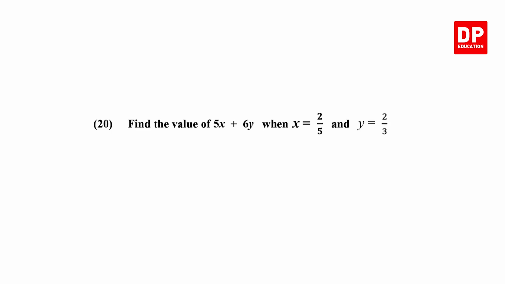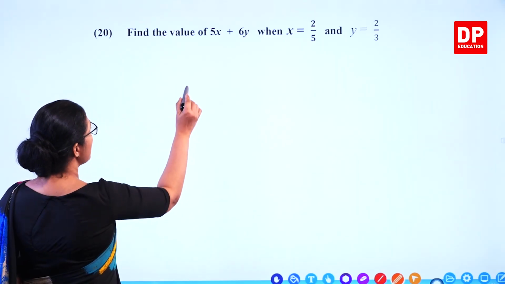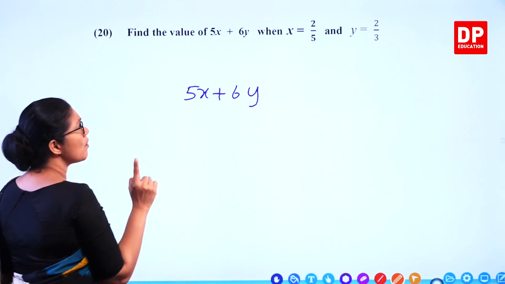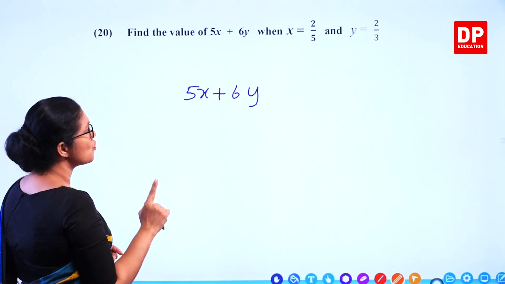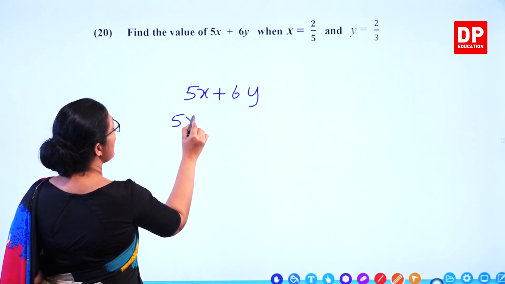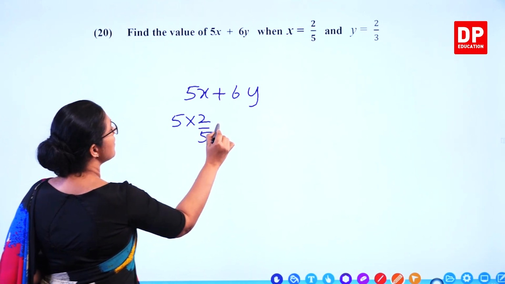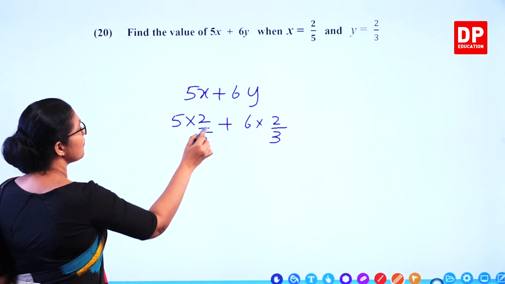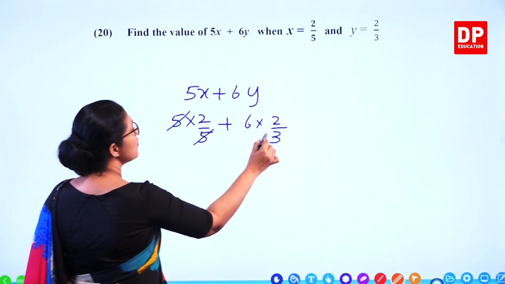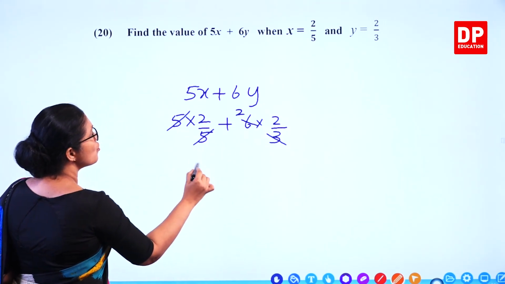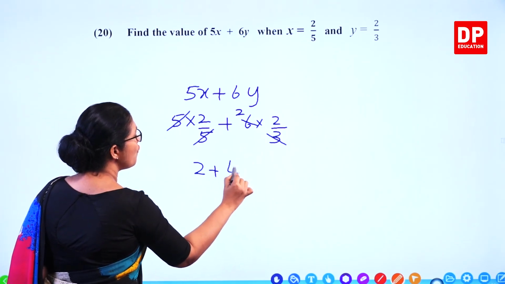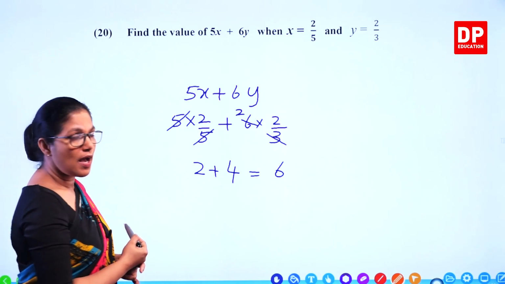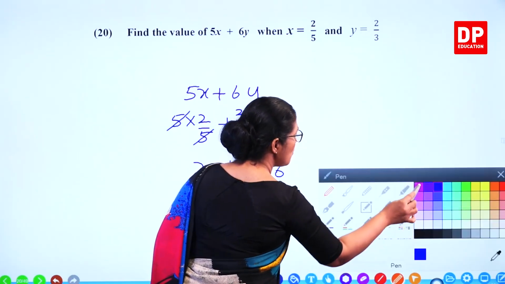Question number 20. Find the value of 5x plus 6y when x equals 2 over 5 and y equals 2 over 3. 5 into 2 over 5. 6 into 2 over 3. 5 and 5 get cancelled out. 3 with this 2. So 2 plus 2 times 2, 4. You get 6. So the answer is 6. 2 marks for that.